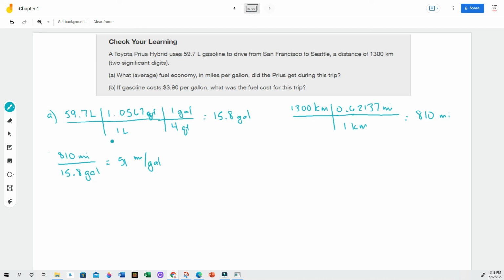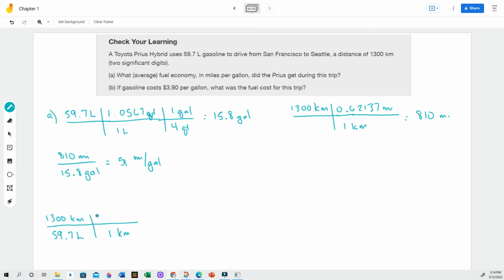Now let's show this in 1 step instead of 2. So if I were to take my 1,300 kilometers over my 59.7 liters, let's convert into the units we want. So first I'm going to convert my kilometers into miles. Again, if you wanted to, you could convert your liters into gallons first. It does not make a difference.